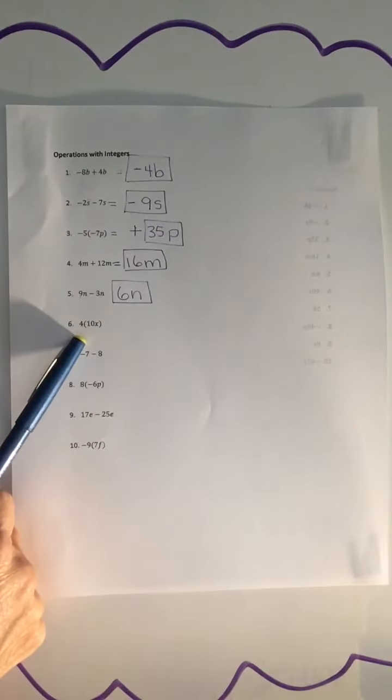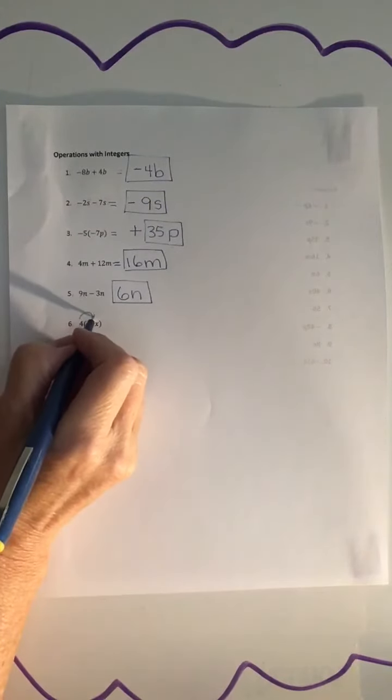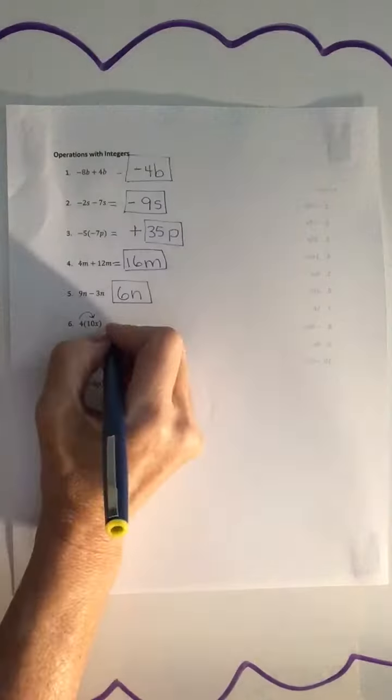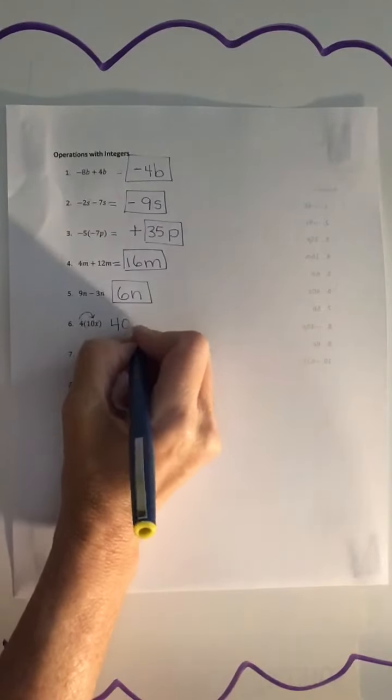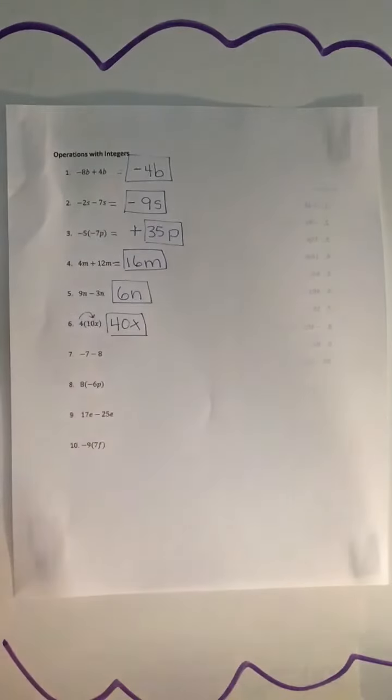Again, we're going to go ahead and multiply. So we simply say, this is distributive property. 4 times 10 is 40. So we have 40 x's. So that's 4 groups of 10x.